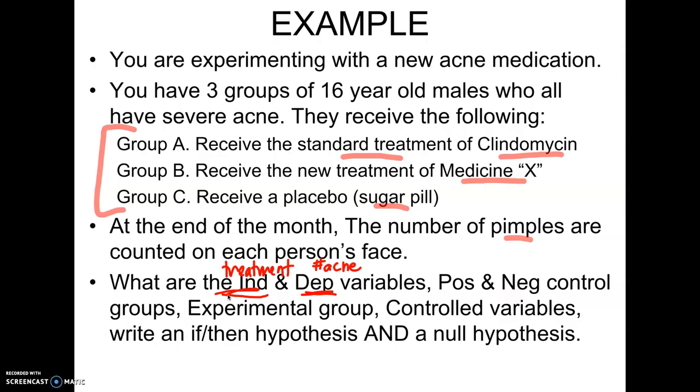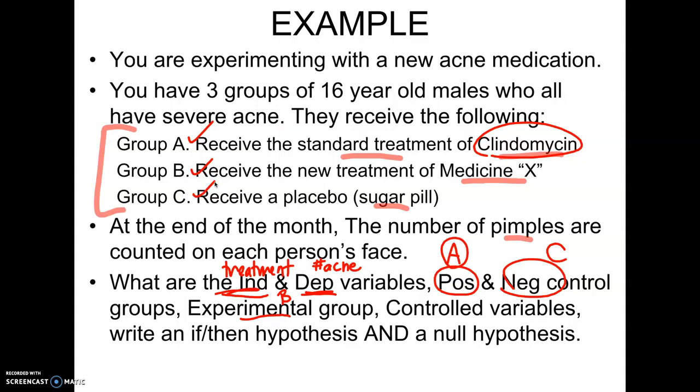This experiment has a positive and a negative control group. Our positive control group would be Group A. They're receiving a treatment that we know already works. Our negative control group is receiving nothing. They're getting a sugar pill. And then our experimental group would be Group B, because we don't know if our treatment works. So again, our positive control group, they're receiving a treatment that we know should work. Group B is our experimental group. We don't know if that'll work or not. And Group C is getting a sugar pill, so this is our negative control group.